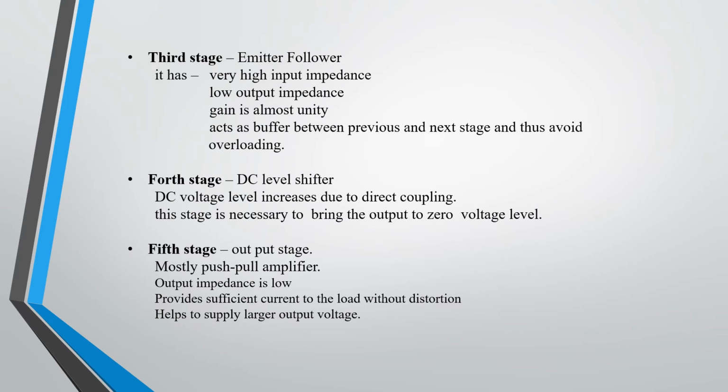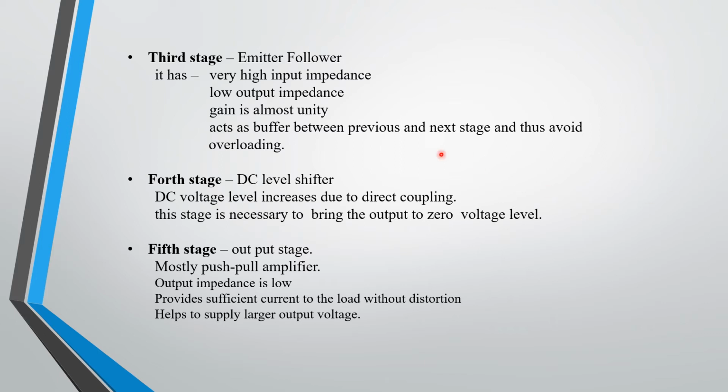The third stage is nothing but the emitter follower. It has very high input impedance, low output impedance. Then the gain of this amplifier is almost unity. As the gain is almost unity, it acts as buffer between previous and next stage and thus can be used for avoiding overloading. Impedance term is nothing but the internal resistance.